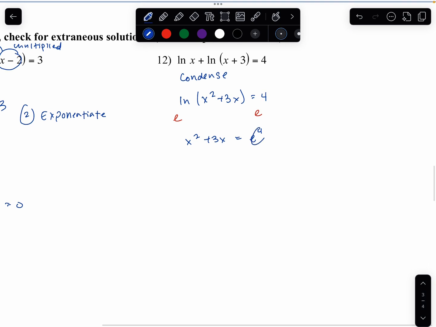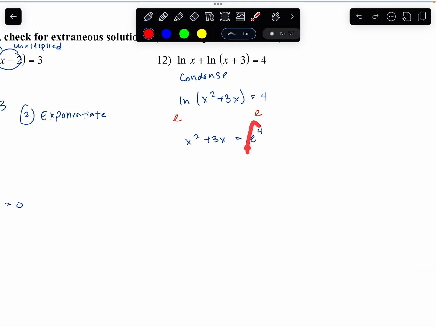Now this might be scary, but that is just a constant. So I'm going to do the same thing I did in the other one. So x squared plus 3x, and then a minus e to the 4th equal to 0. The only thing about this is that obviously this can't be factored, since e to the 4th is an irrational number. So since it can't be factored, you have to use the quadratic formula.